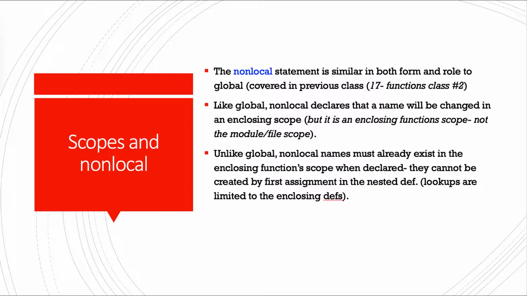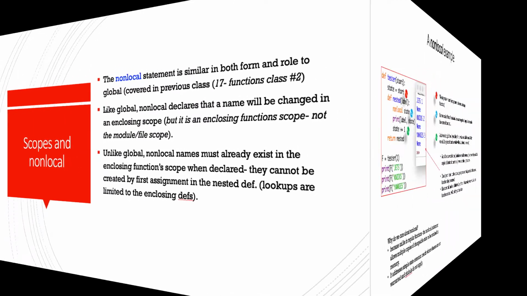Like global, nonlocal declares that a name will be changed in an enclosing scope. But it's an enclosing function scope, not the module or file scope. Unlike global, nonlocal names must already exist in the enclosing function scope when declared. They can't be created by first assignment in the nested def. Lookups are limited to the enclosing def.